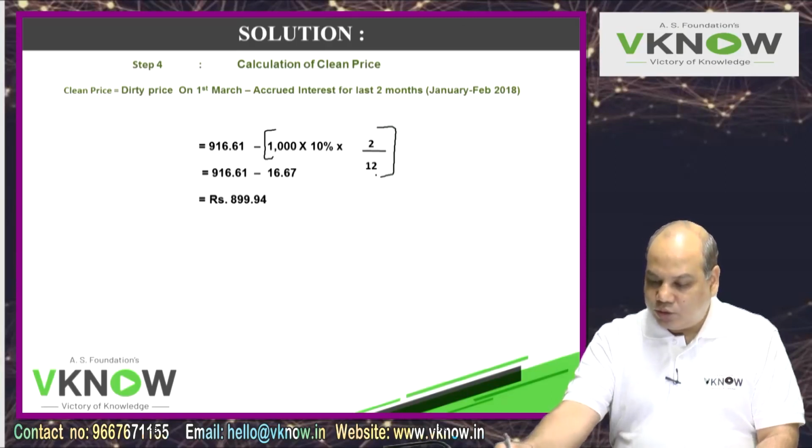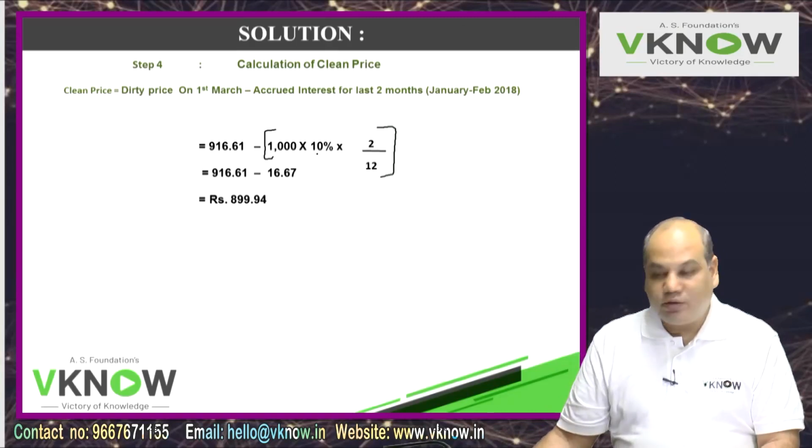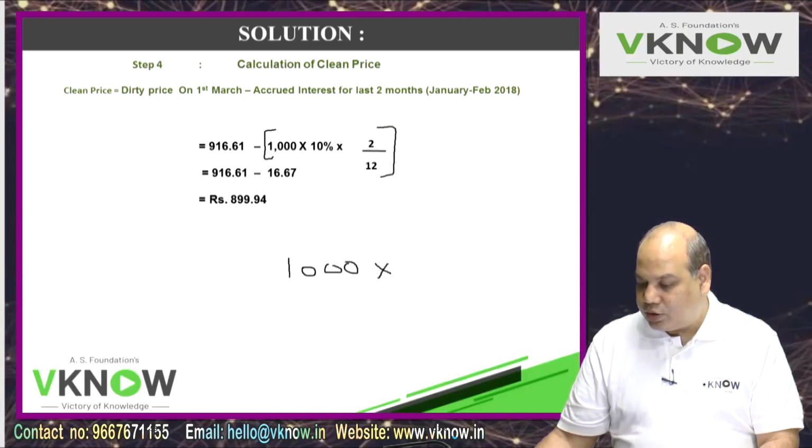Now sometimes the student raise question on this 10%. They are saying that it is a 6 months problem. You only said, yes, I agree. Then why don't you take 5%? So if you want to take 5%, take 5%. But then you will have to multiply this by 2 by 6. Okay.